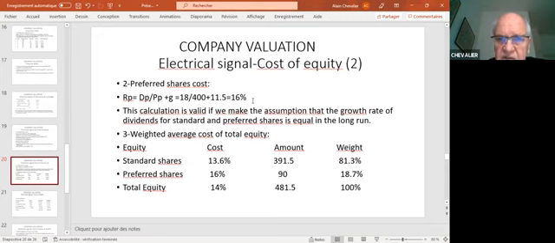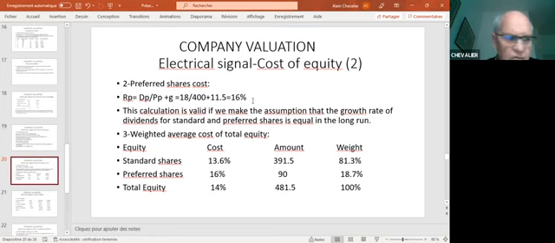This calculation is valid if we make the assumption that the growth rate of dividends for standard and preferred shares is equal in the long run, but this can be assumed easily. The only case it cannot be assumed so simply is if the surplus of payment to the preferred shareholders will not be stable over time. It means the two straight lines representing the dividends in the long run will not be parallel. And this will be a much more difficult case to integrate into the models.